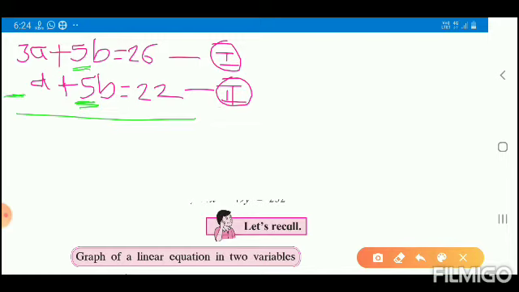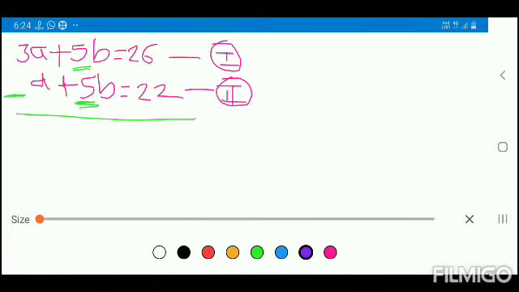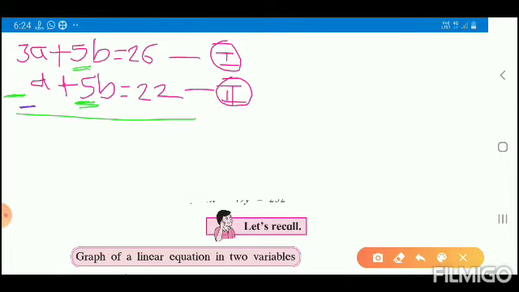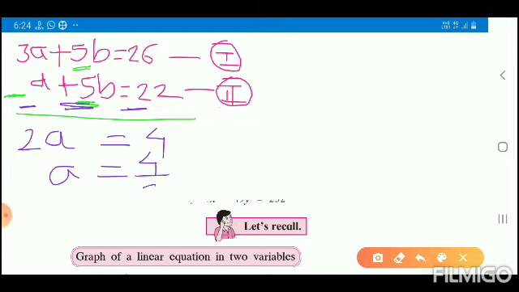So here I will write a minus sign. Now the minus sign will be there, then all signs will change. This sign became minus. 5b's sign is minus. This 5 became minus and here 22 also becomes minus. Now 3a minus a means what remains? 2a. 5b minus 5b cancel with each other. 26 minus 22 means 4. So a is equal to, write each and every step for your understanding. Here we got the value of a is 2.